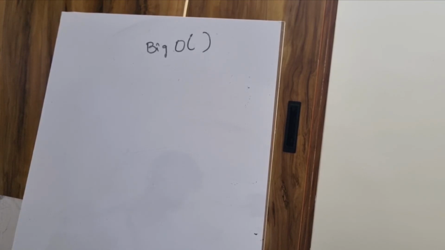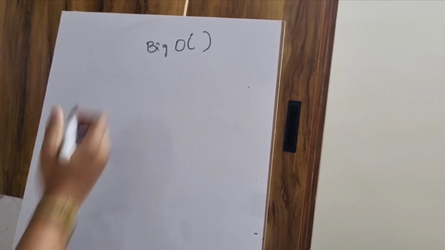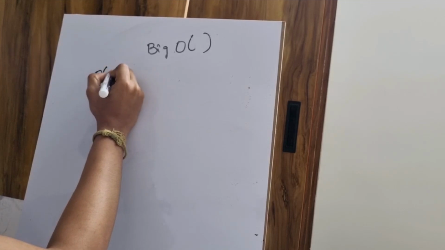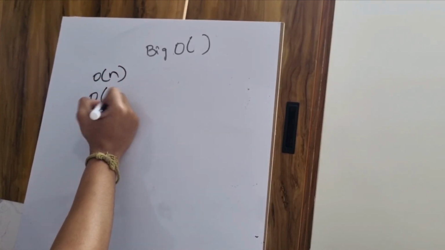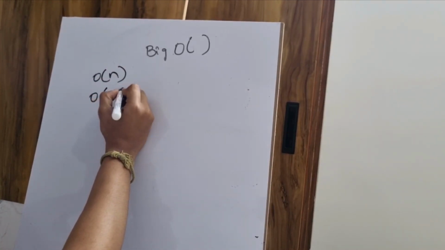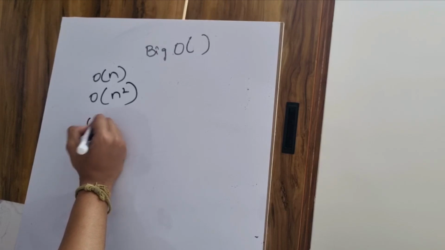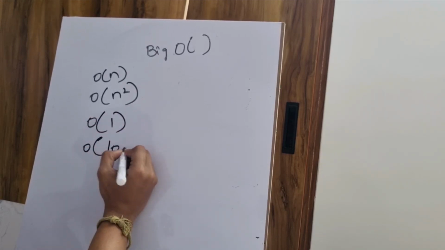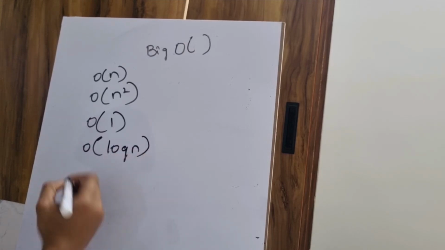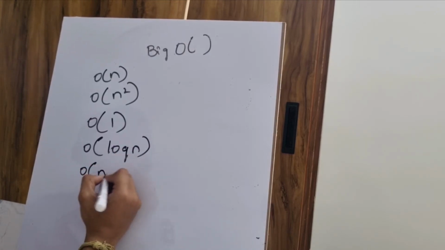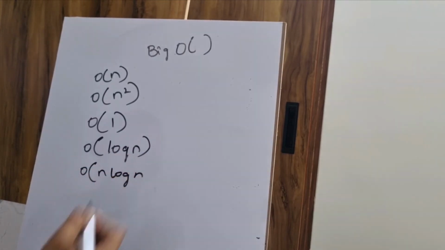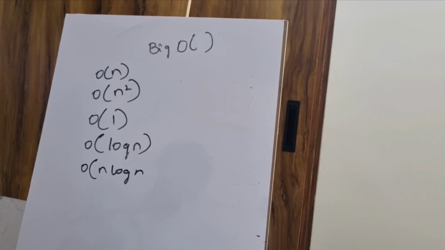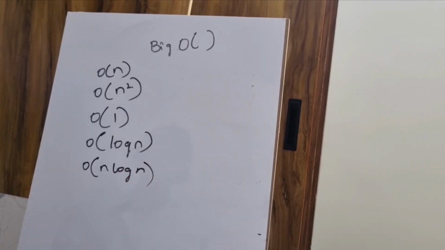Now, we have discussed around 4 major time complexities. One is O of n, right? Next is your O of n squared. Next your O of 1 and O of log n. You also have O of n log n, which is also a particular time complexity.